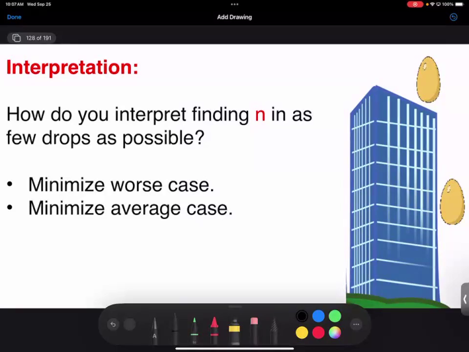And so this is one of the main points I want you to get out of today: really think about what you're trying to do when you see a problem like this, because very rarely will they be very explicit in saying what we want you to do. Normally, we assume you are trying to minimize the worst case.